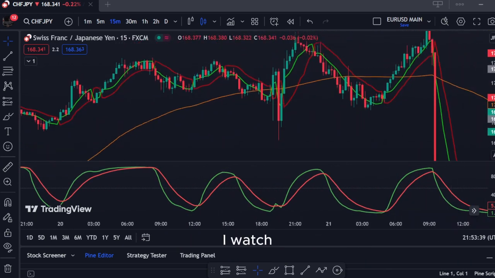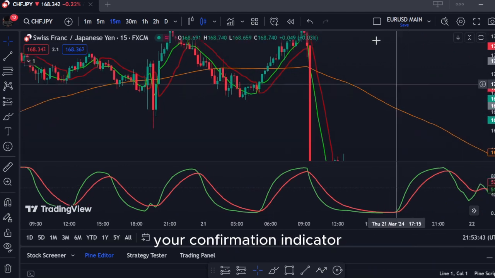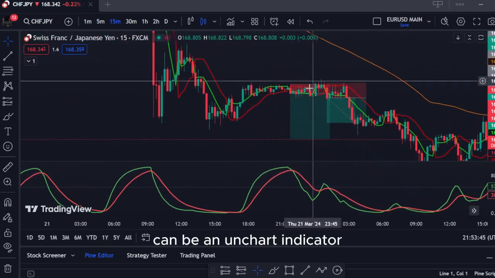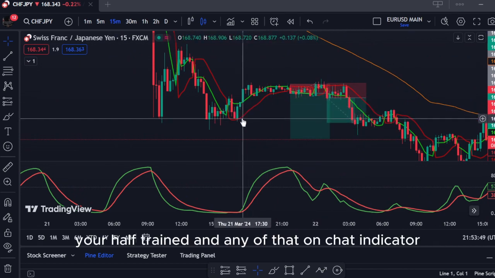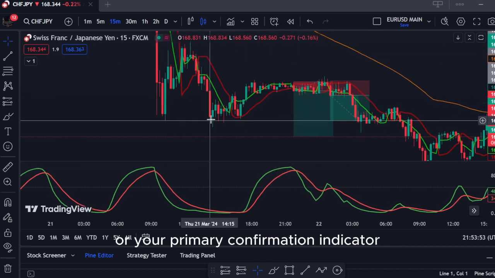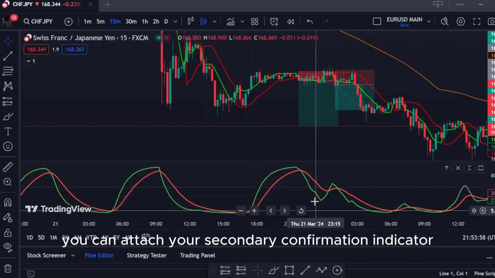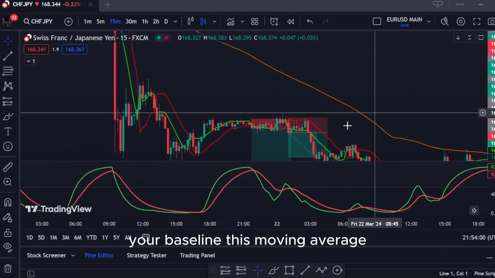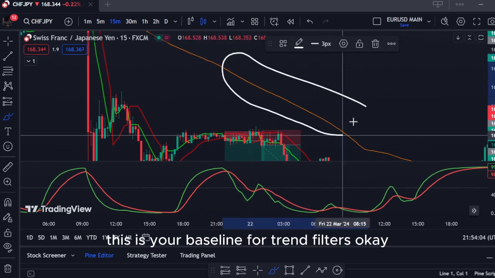The takeaway I want you to take away from this video is that, first of all, your confirmation indicator can be an on-chart indicator like your SSL, your half trend, and any other on-chart indicator you can find. You can use that as your first or primary confirmation indicator. You can attach your secondary confirmation indicator, your baseline, this moving average. Some of you call it a moving average. This is your baseline for trend filters, okay?